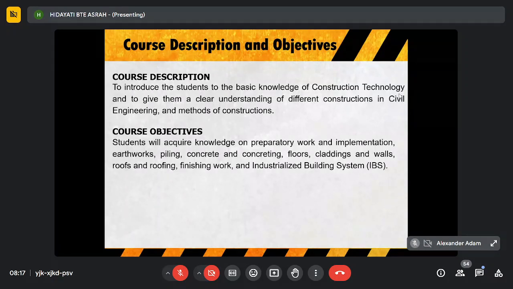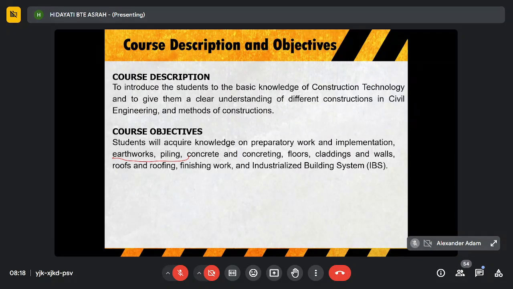So this course will introduce you to the basic knowledge of construction technology. If you want advanced knowledge, that is under advanced construction technology. This basic course includes different constructions which involve civil engineering. We will also look at different methods of construction, not only materials. The course objective is to give you knowledge on the preparation work in construction, because before any construction you must prepare your project site. This involves earthwork and piling, which are considered preparation work.